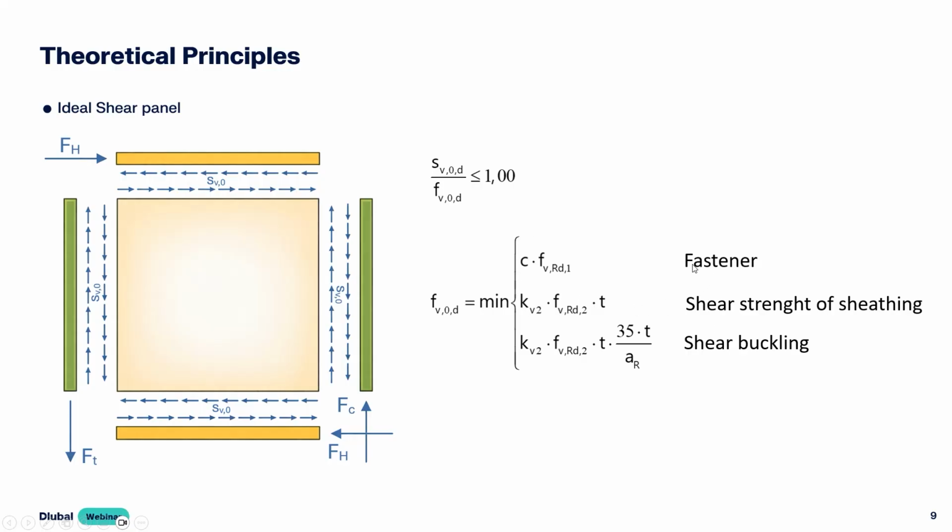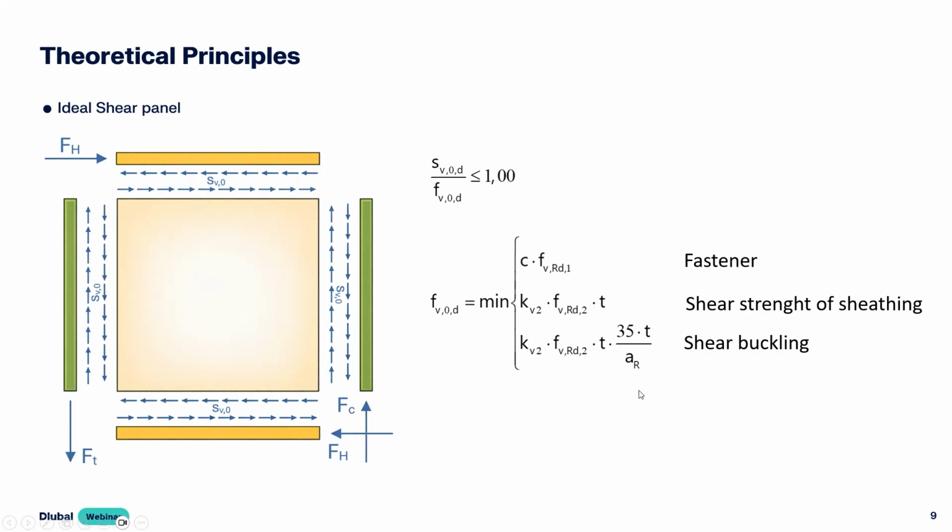Failure mode 1 is about a fastener. Of course, we need to make sure that our fastener can bear the load. Failure mode 2 is the shear strength of the sheathing. So it's clear the shear flow is also inside the sheathing, and of course this force needs to be covered. And of course we are focusing on the shear buckling, especially when the stud spacing is huge and the sheathing is thin. Here we focus on these three equations.